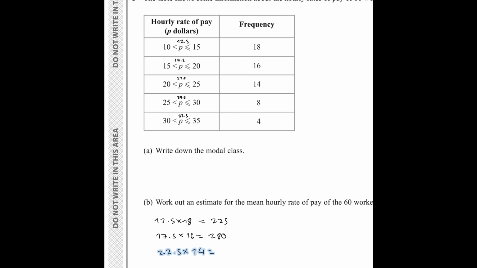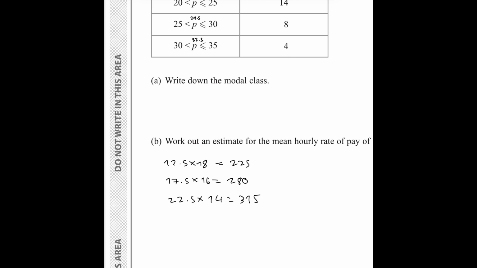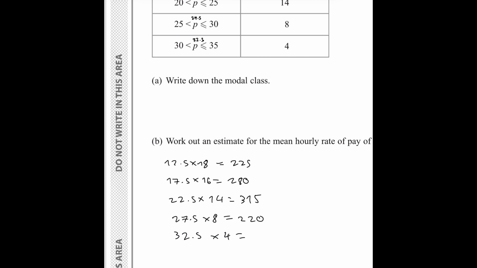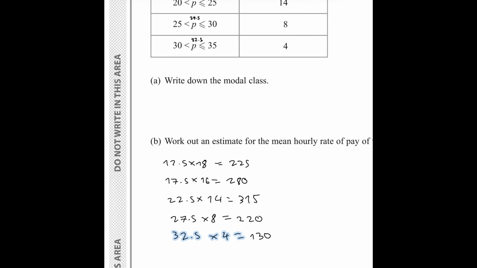You can skip this part if you find it boring, but I'm just going to do it so I can actually get the answer. 315. Next one, 27.5 times by 8 is equals to 220. And the last one, 32.5 times 4. It's going to give you 130. Now we have all of these values.